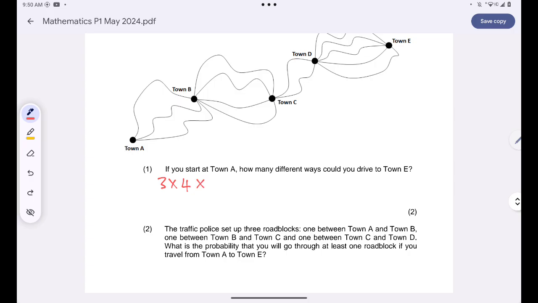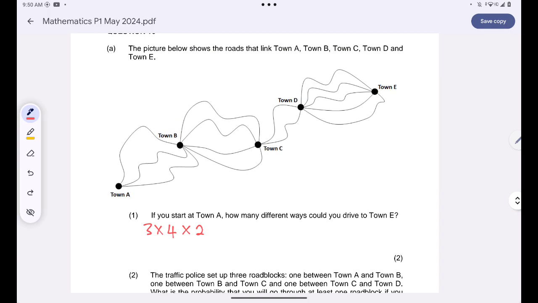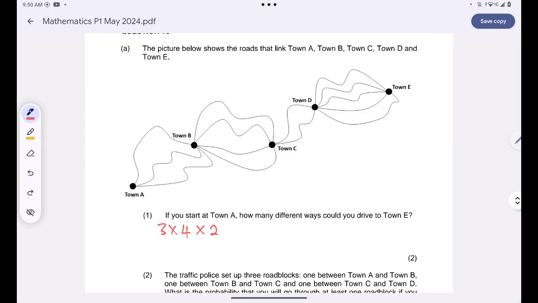How many paths link town C and D? There are only 2. And then how many paths link town D and E, right? It's just 5. So in how many different ways? I'll simply say 3 times 4 times 2 times 5. I have 120 different ways.